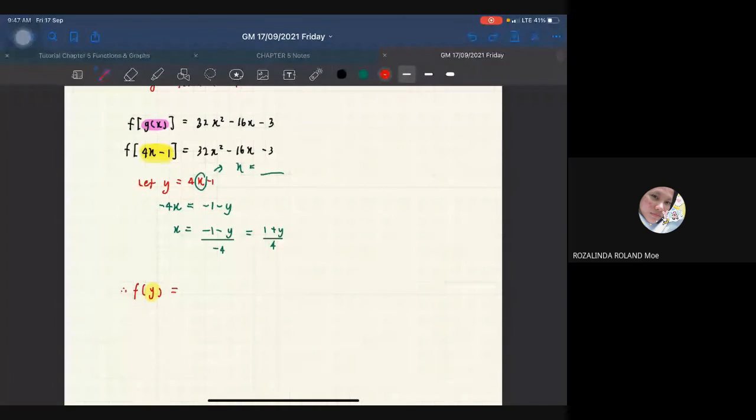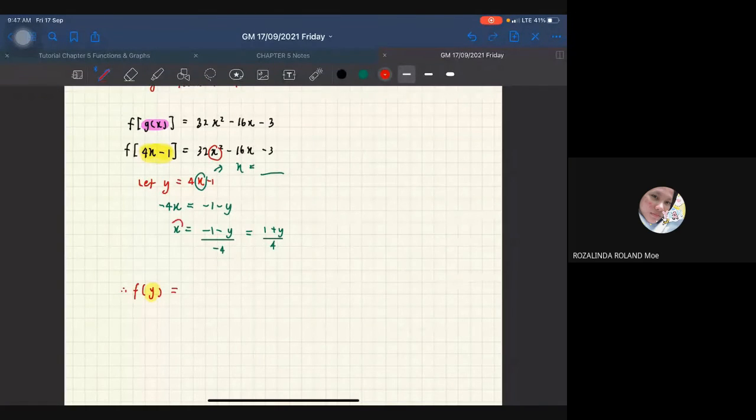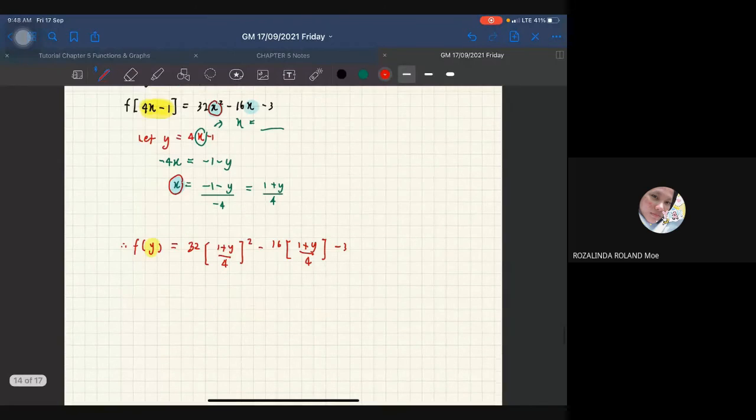Sorry, bukan itu, sorry. So ini adalah x kan. So nak tukarkan dia jadi y, kita substitute lah nilai x yang kita ada dekat sini. This two, kita gantikan dia. Ni, gantikan. Okay, so sekarang awak akan ada 32. So x awak adalah 1 plus y over 4 square. And then you have minus 16. So x is 1 plus y over 4. And then minus 3. Okay, so awak akan expandkan dia.